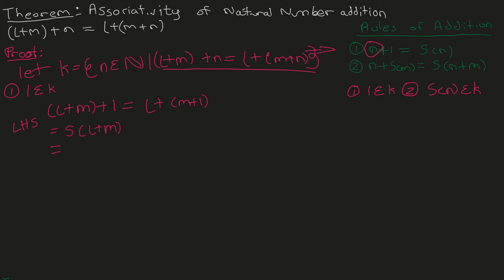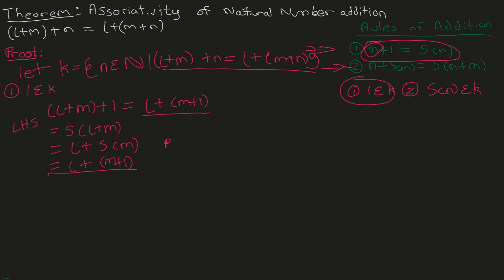Now from the second property of addition, we get L plus the successor of M. Right, from the second property of addition we get this. Now remember that the successor of M is M + 1, from the first property of addition. So we can write this as L + (M + 1), and we're done. The left hand side looks exactly like the right hand side, so we're done with proving the first property.